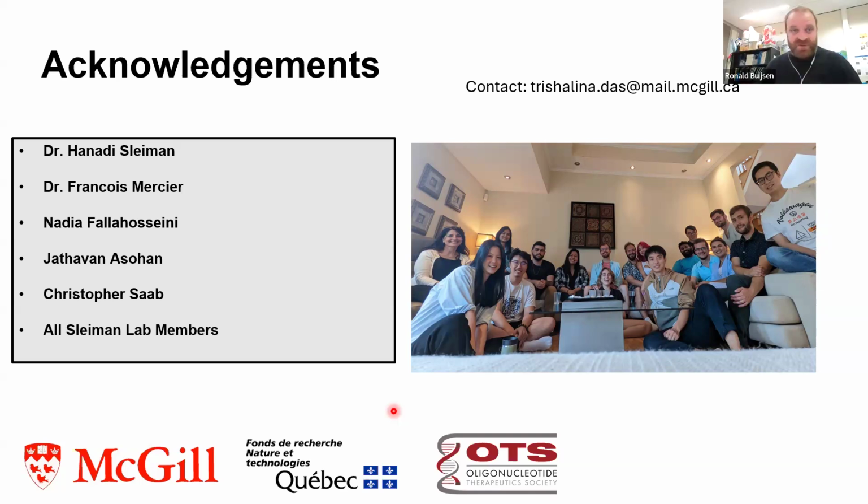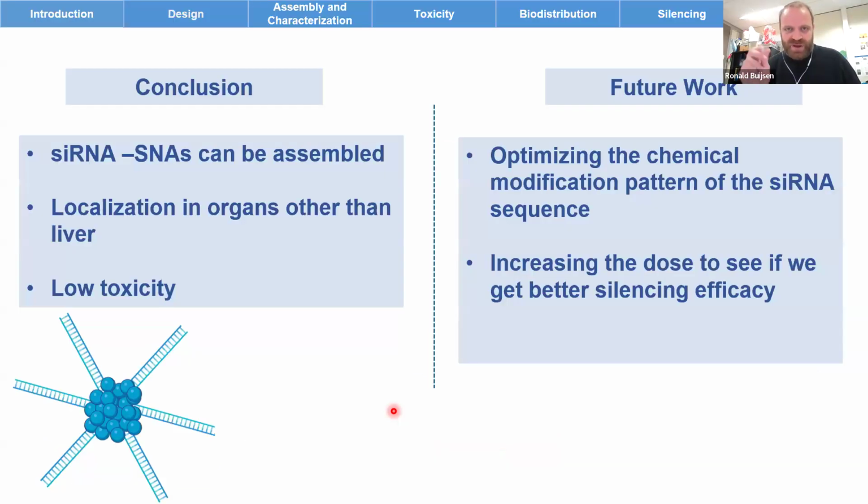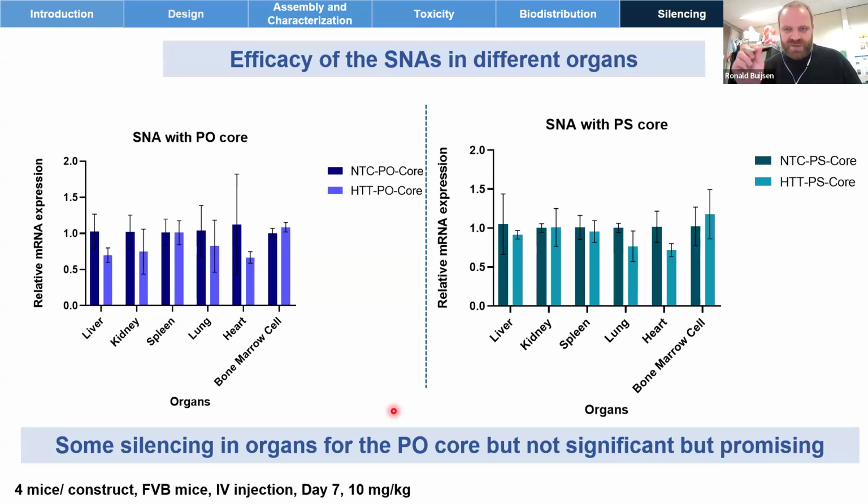And you showed some very nice data with the HTT siRNA with the PO core, and the other one was with the PS core. And you do see some promising results using the PO core, less promising results using the PS core. So can you explain these differences? So what is it in these cores that makes it different? Do you have any idea?